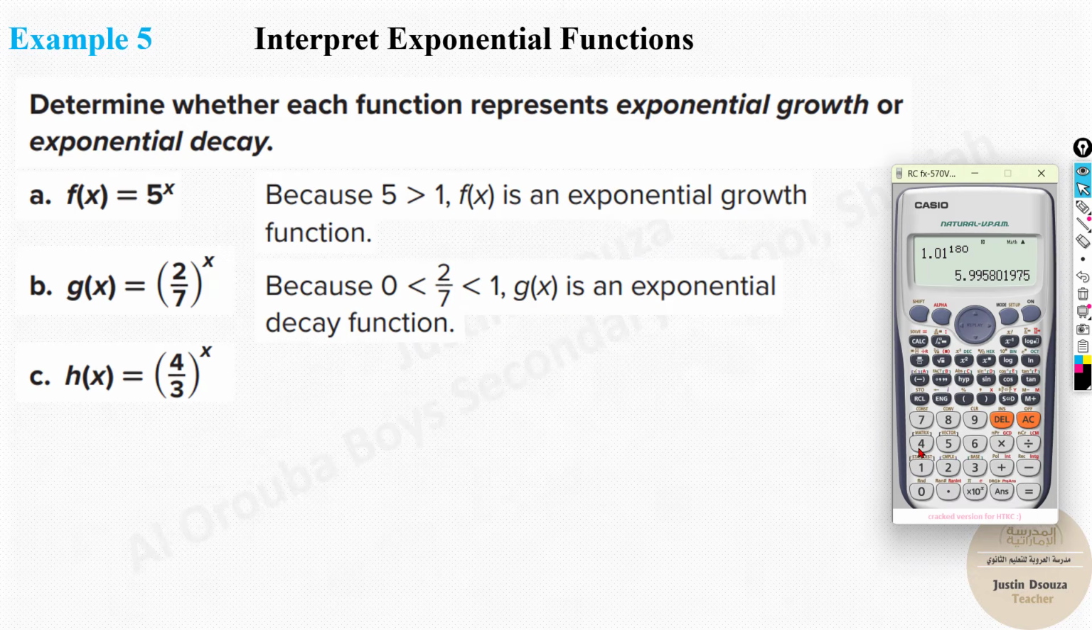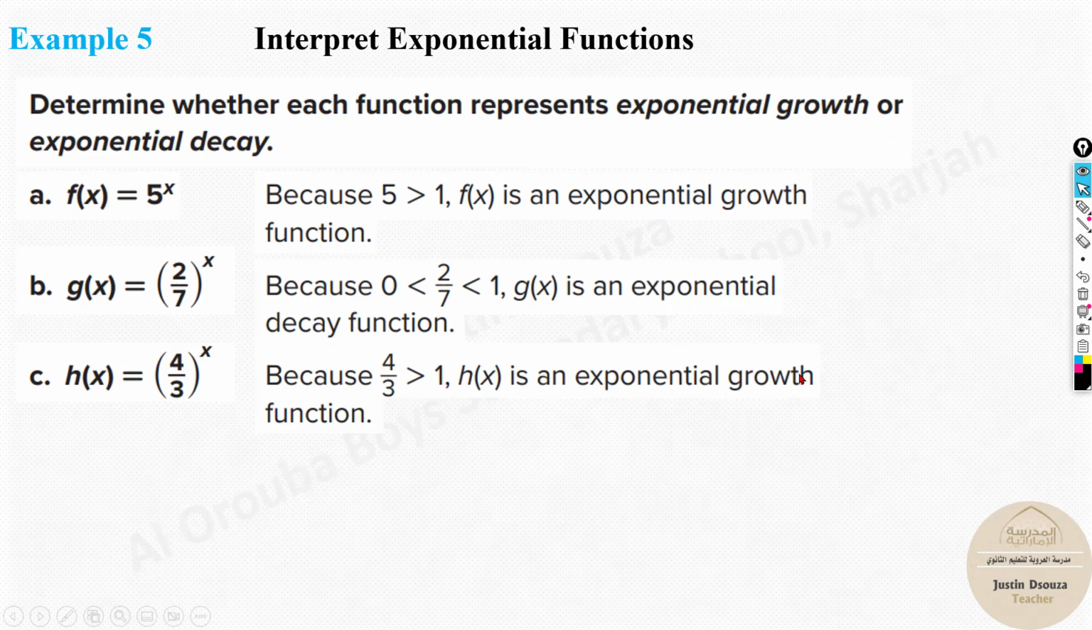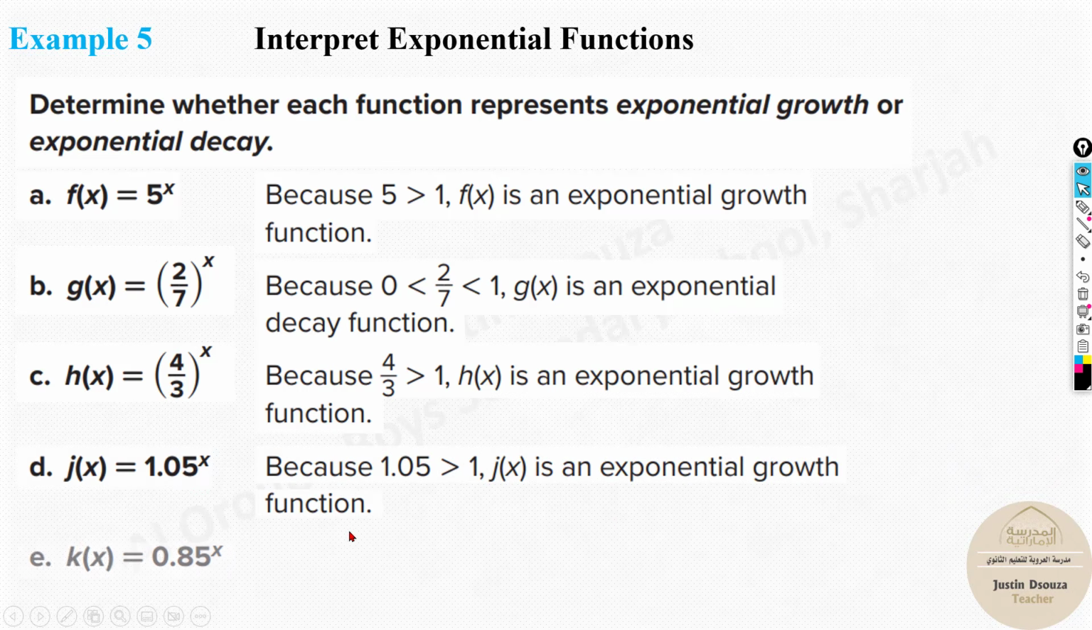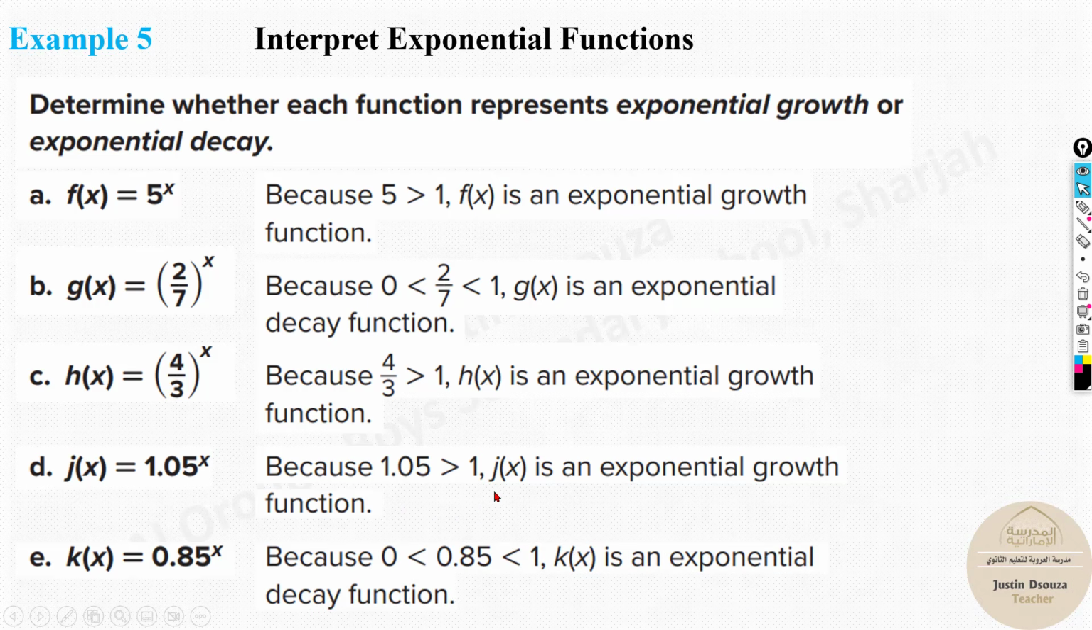See, if you divide 2 by 7, it will be 0.285. Whereas if you divide 4 by 3, it's more than 1 because a bigger number is in the numerator. It is 1.333. It's a growth. Now 1.05 is more than 1, it's growth again. And we have 0.85, it's a decay function. I hope this is clear. These are very simple problems. So these are the answers.